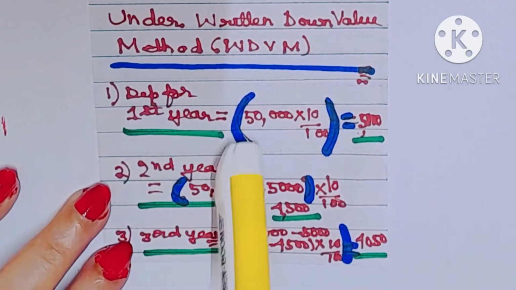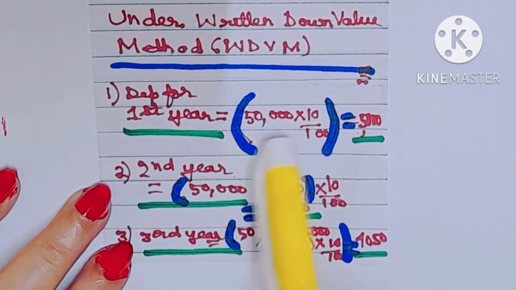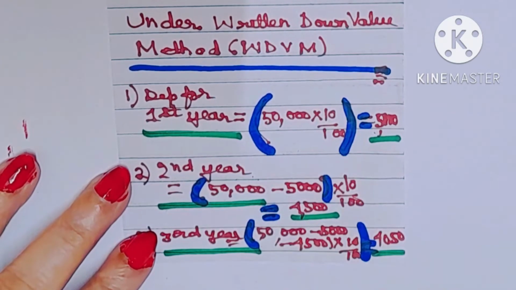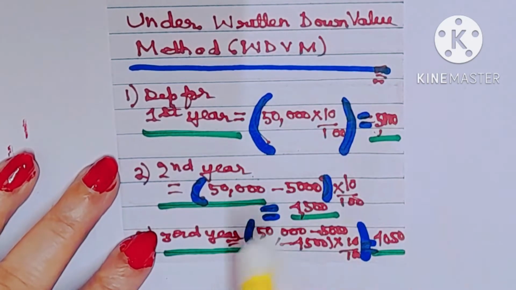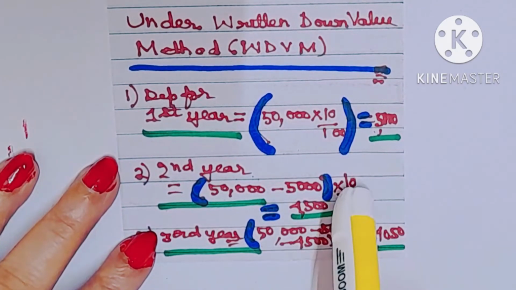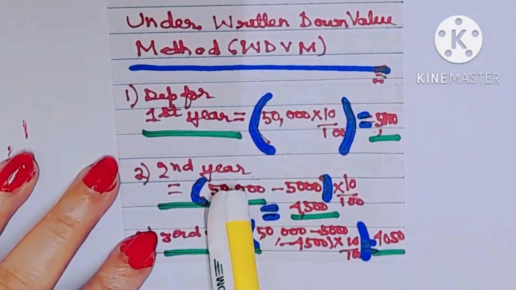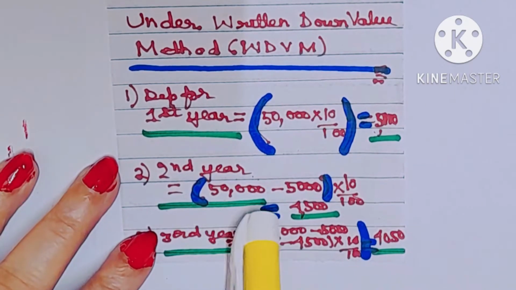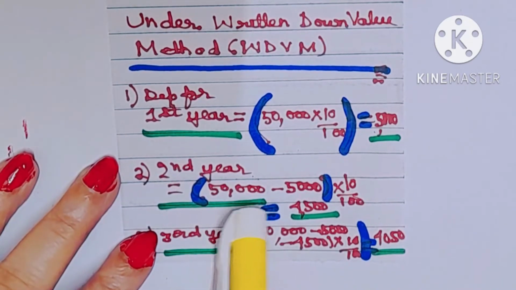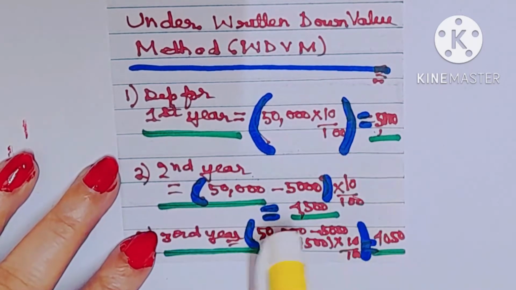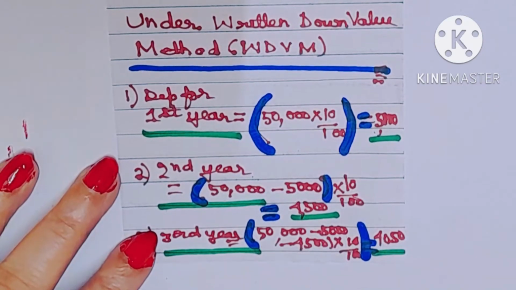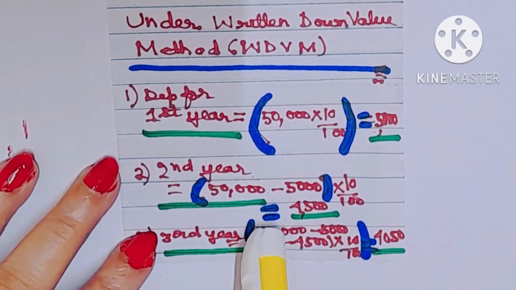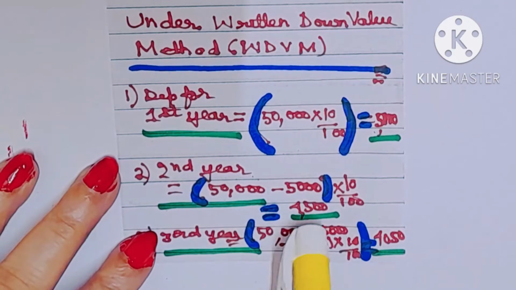First year depreciation will always be equal. Why? Because it is charged on the original cost, which is 50,000. You can't charge 10% on 50,000 in the second year. So what will you do? Charge on the book value. What is book value? Original cost minus depreciation for the first year. So the original cost of the plant and machinery is 50,000 minus first year's depreciation. You'll get 45,000. So you have to charge 10% on 45,000 and now you'll get the second year's depreciation, 4,500.